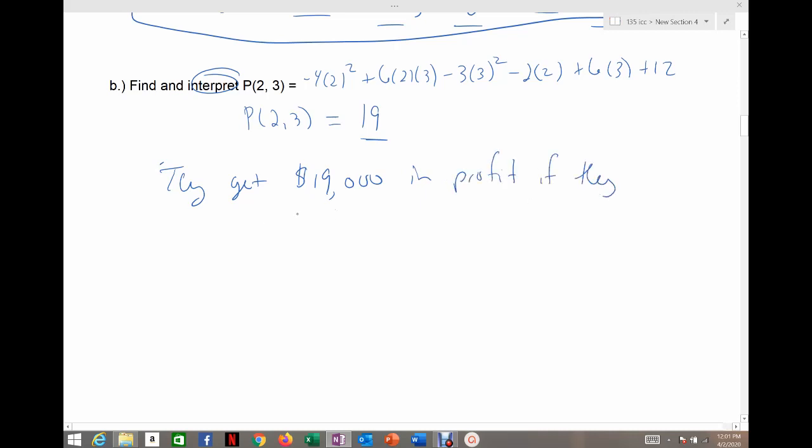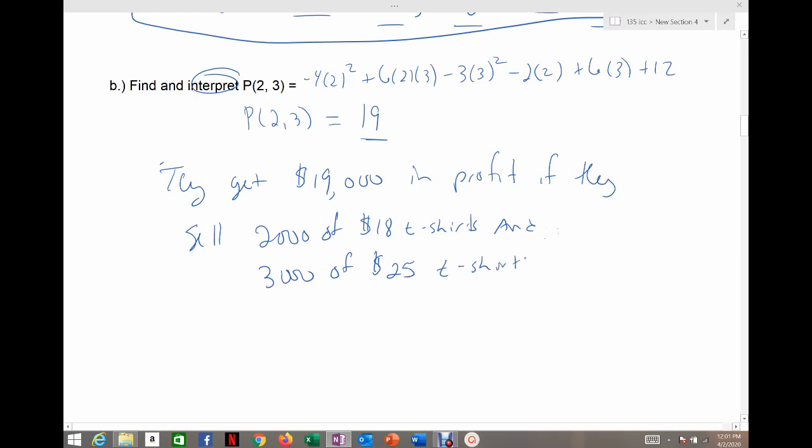if they sell 2,000 of the $18 t-shirts and 3,000 of the $25 t-shirts. Remember, everything's in thousands. Alright, so those are the two interpreting parts. The biggest thing is to remember the thousand part.